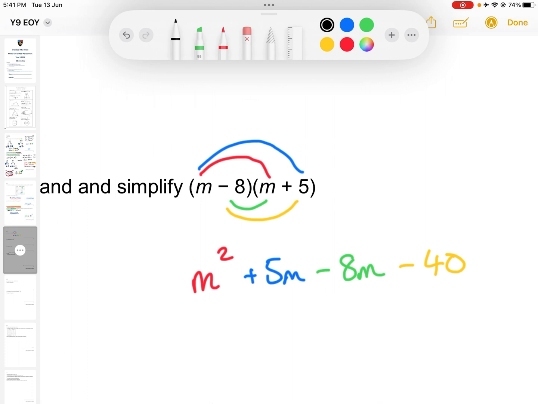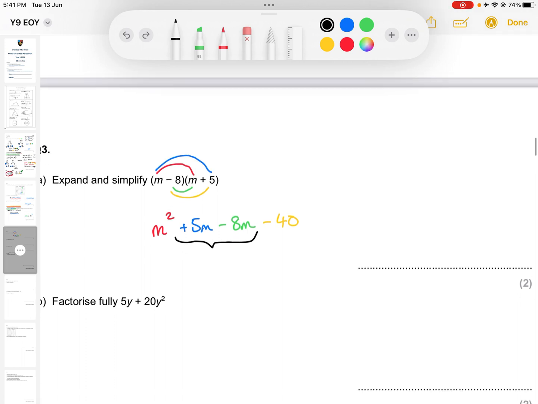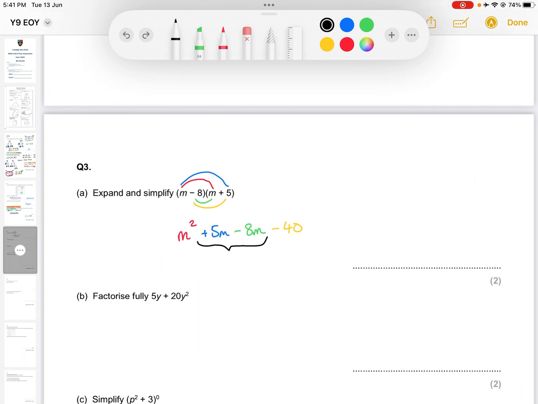What we're left with then is that these two terms in the middle can be simplified, they can be collected, which is plus 5m take away 8m, which will give us a negative 3m. So our final answer is m squared, take away 3m, take away 40.